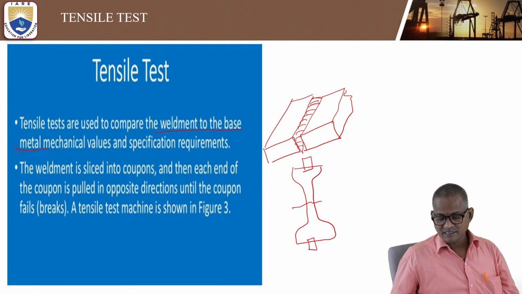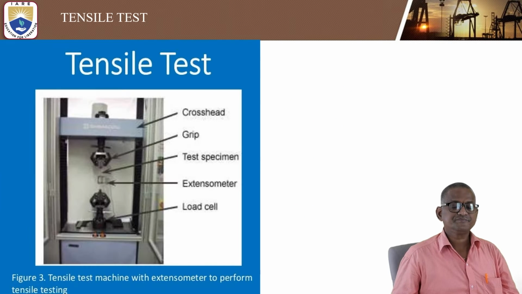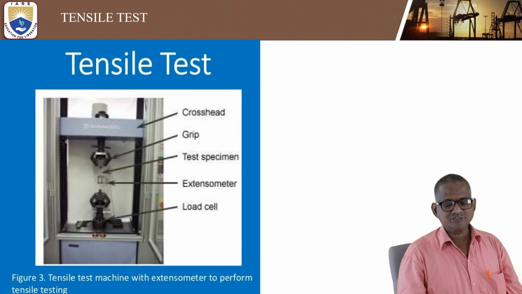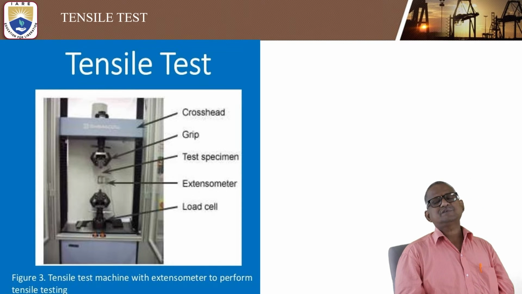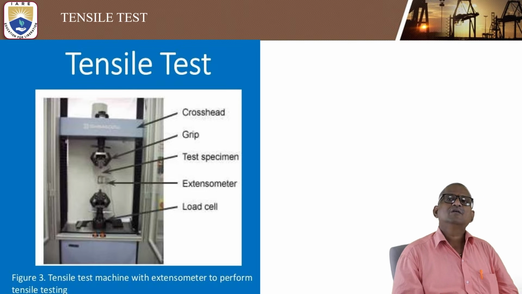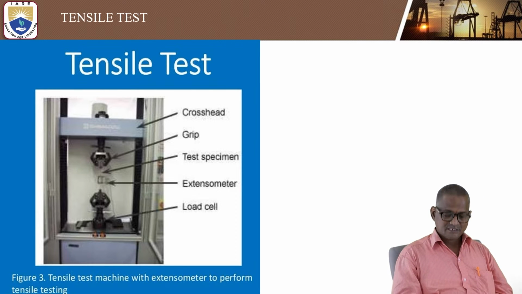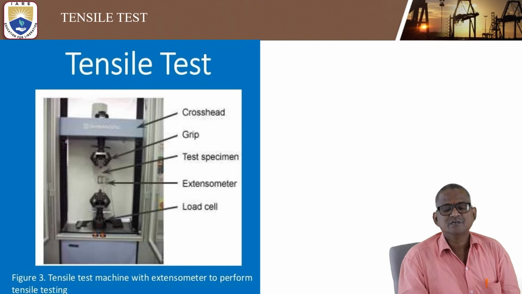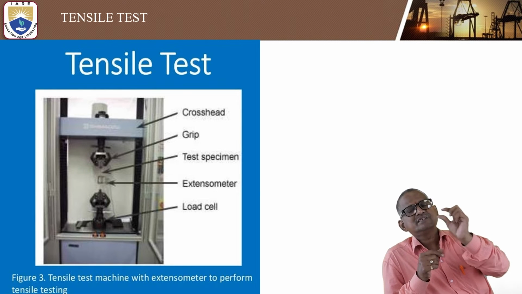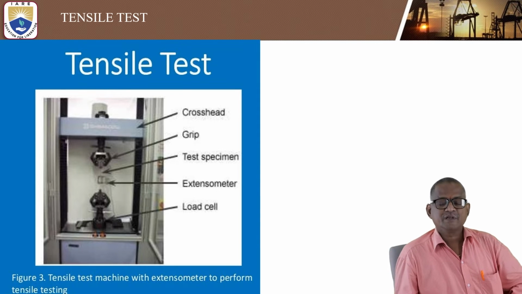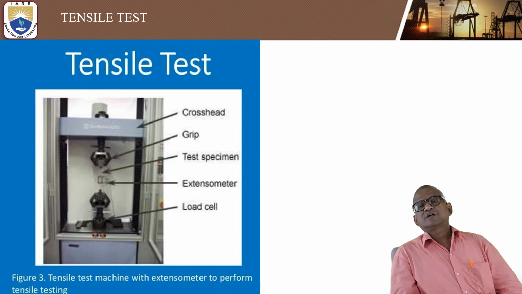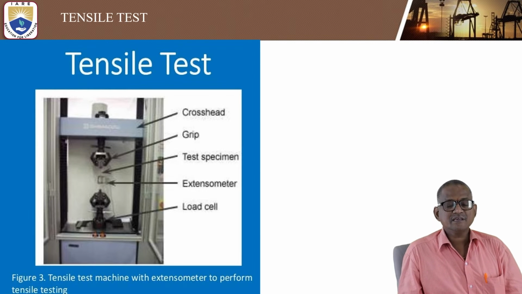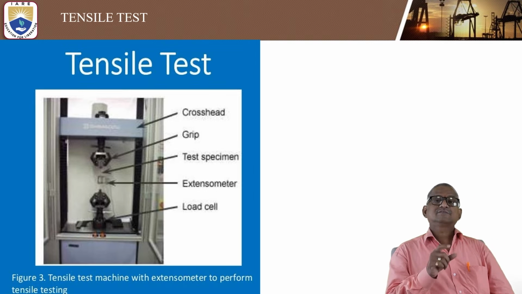Another interesting thing is the tensile test machine with an extensometer to perform the tensile test. That is called a micrometer extensometer. You can fix it in the tensile test machine, so that you can understand the thickness of the component and how much strength you can obtain. All of this you can understand clearly from the industry point of view.